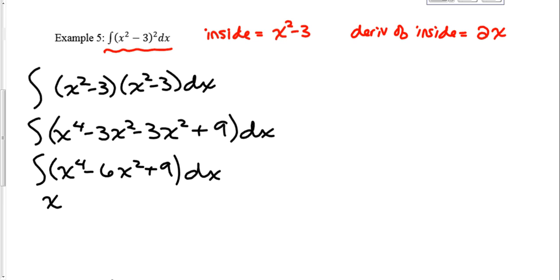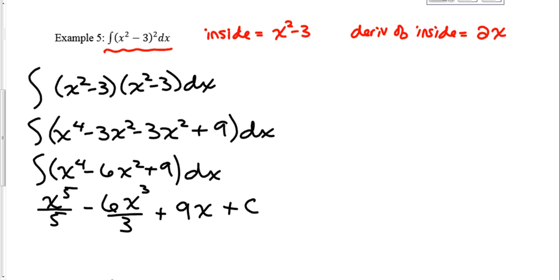So I have x to the 5th. I add 1 to the exponent and divide by the new exponent. Minus 6x cubed, I add 1 to the exponent and divide by the exponent, plus 9x plus c. And I can simplify that if I want, but that is our antiderivative.